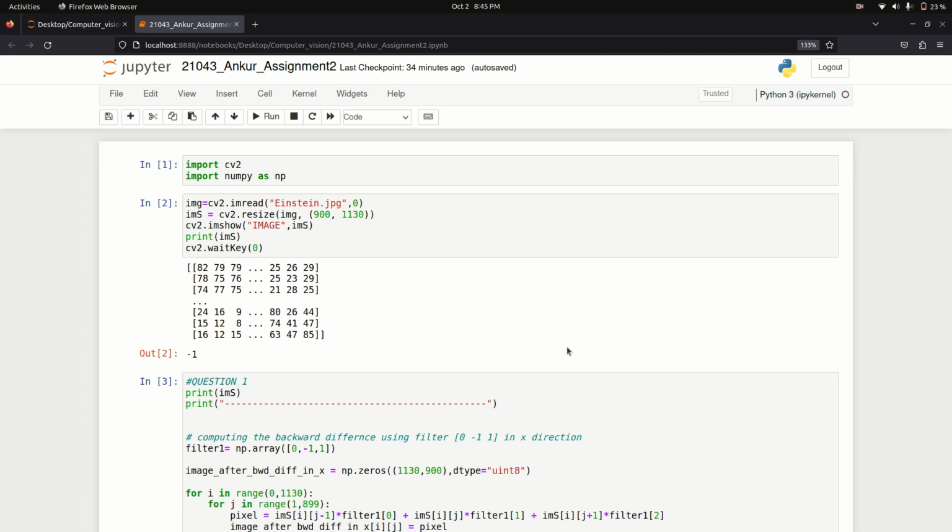Hello, I am Ankur Kumar, and in this video I will be explaining all the codes that I have written for the second assignment of my computer vision course.